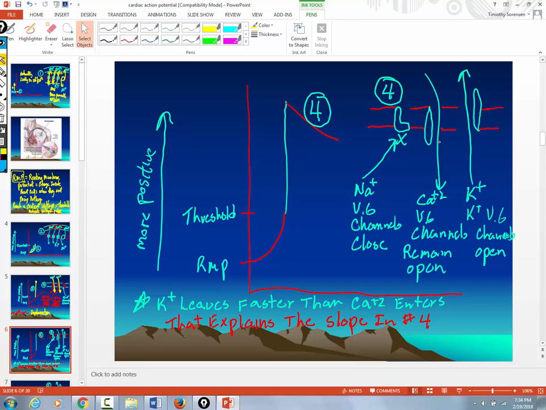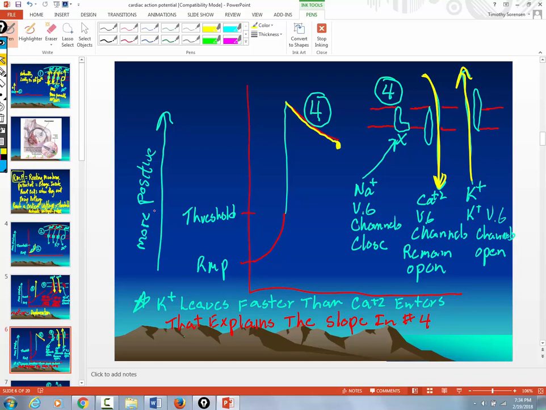But the voltage-gated potassium channel is now open. So what do you got? You got a positive thing coming in and a positive thing leaving. The positive thing leaving, potassium leaving, leaves faster than the calcium enters. So there's a slow downward shift of the charge inside that heart cell. You got me?